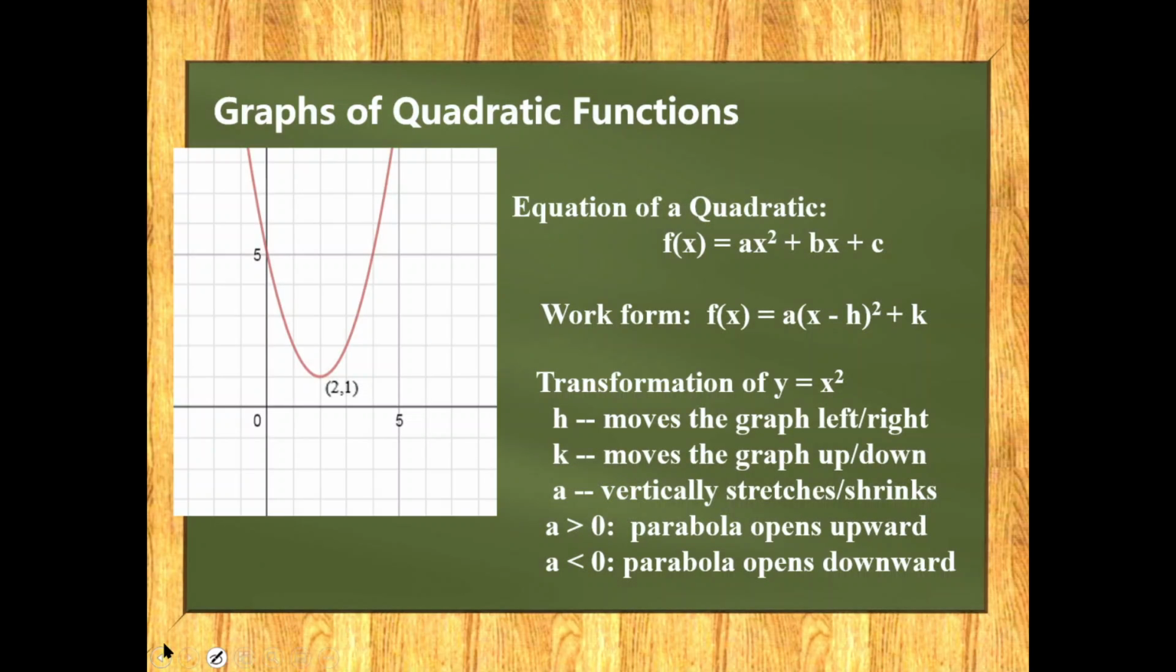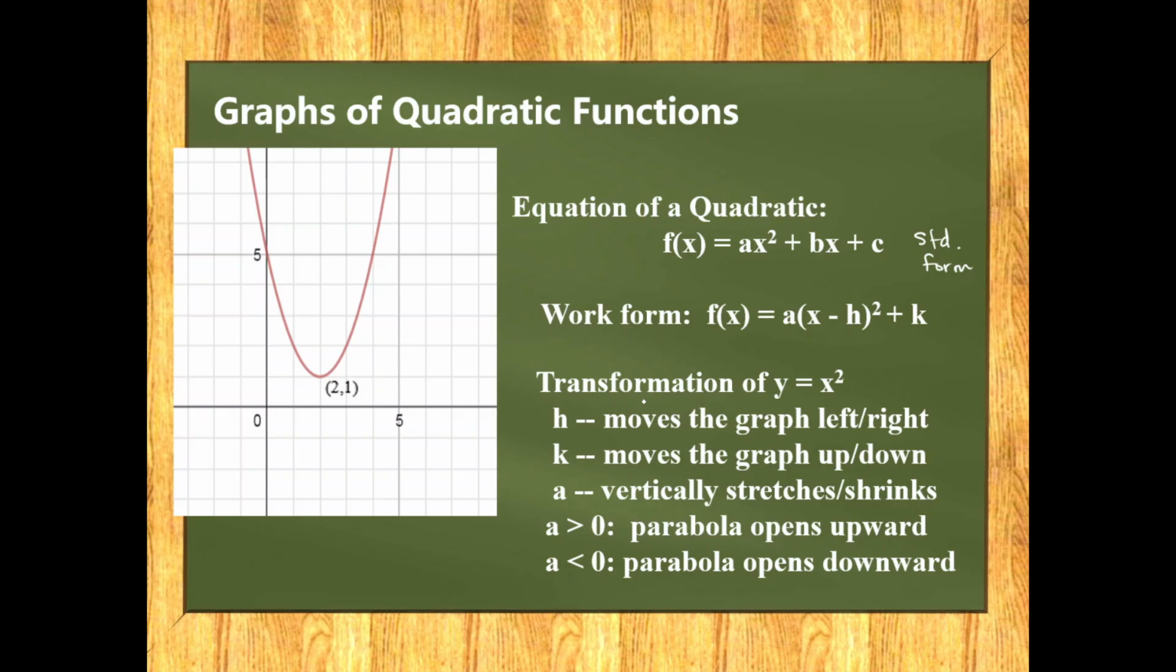Okay. So as I said, they graph a parabola, so they'll look like this. The equation is ax squared plus bx plus c. This would be standard form. Okay. And then in vertex form, it looks like a times (x minus h) squared plus k.